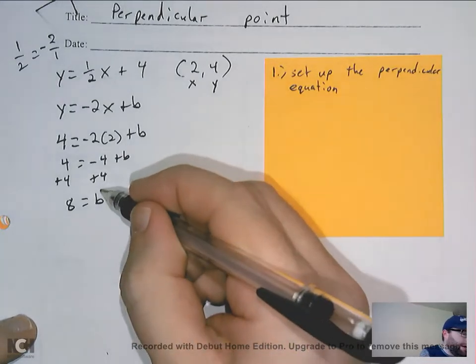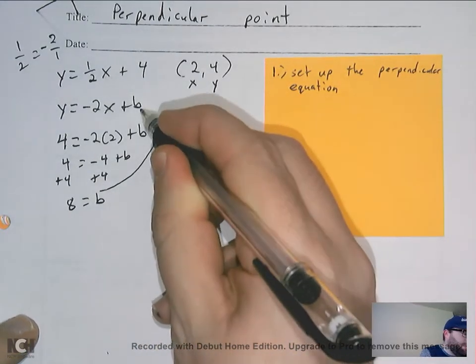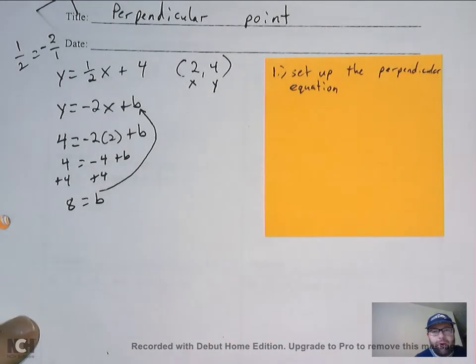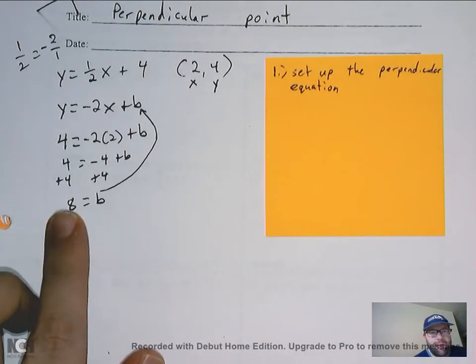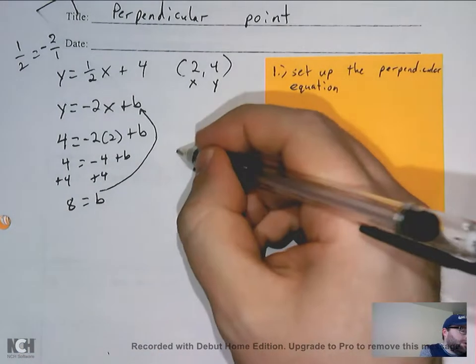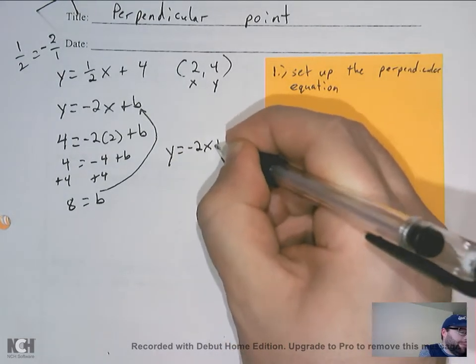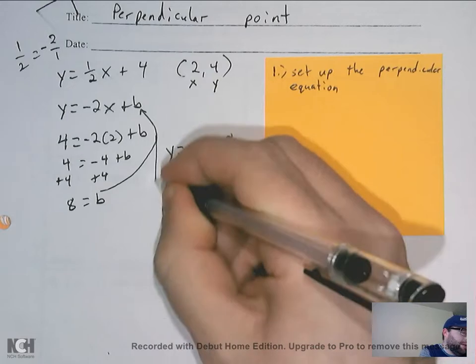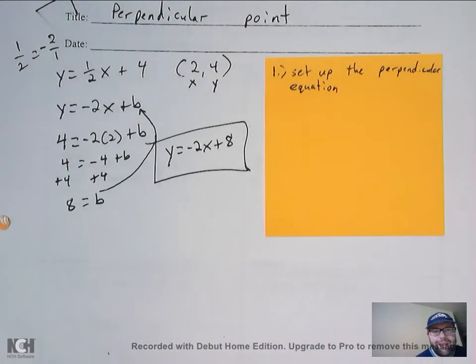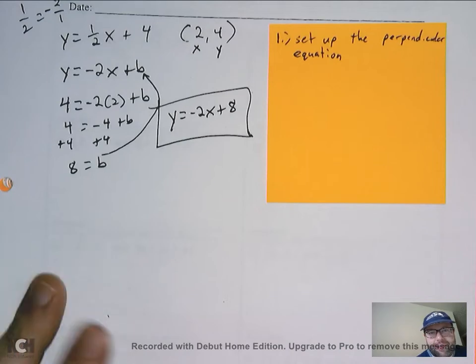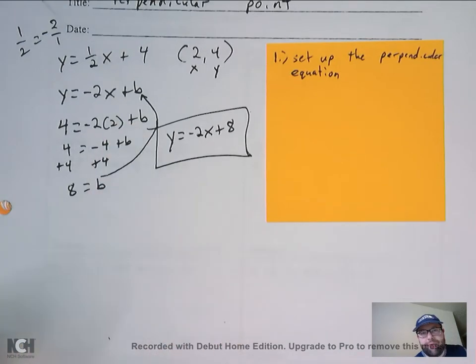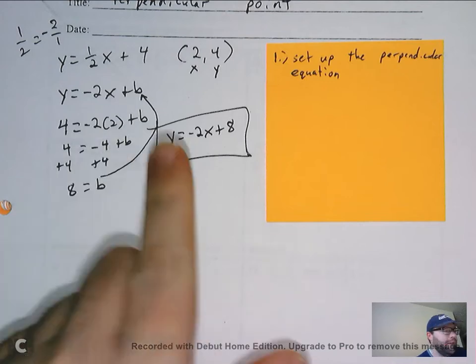So now the last step is I'm going to come back up to this original equation, and I'm going to replace that b with 8. So my final answer would be y equals negative 2x plus 8. And that's it. It's not too bad, right? Again, it's just substituting in some things for x and y, and then you have to change the slope before you start. Okay?